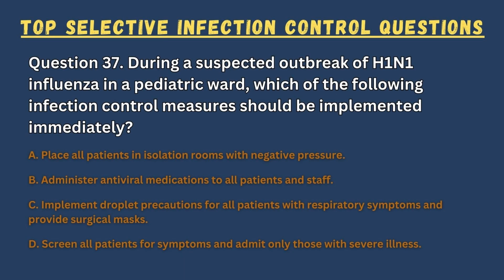Question 37. During a suspected outbreak of H1N1 influenza in a pediatric ward, which of the following infection control measures should be implemented immediately? A. Place all patients in isolation rooms with negative pressure. B. Administer antiviral medications to all patients and staff. C. Implement droplet precautions for all patients with respiratory symptoms and provide surgical masks. D. Screen all patients for symptoms and admit only those with severe illness.